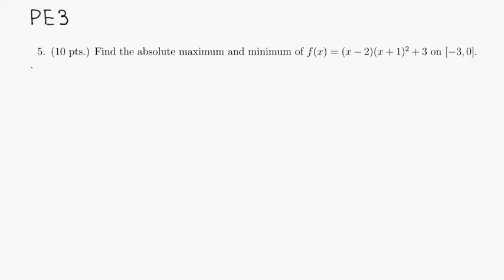Alright, let's look at practice exam 3, problem number 5. We want to find the absolute maximum and the absolute minimum of this given function on a closed interval from -3 to 0. So let's do that.